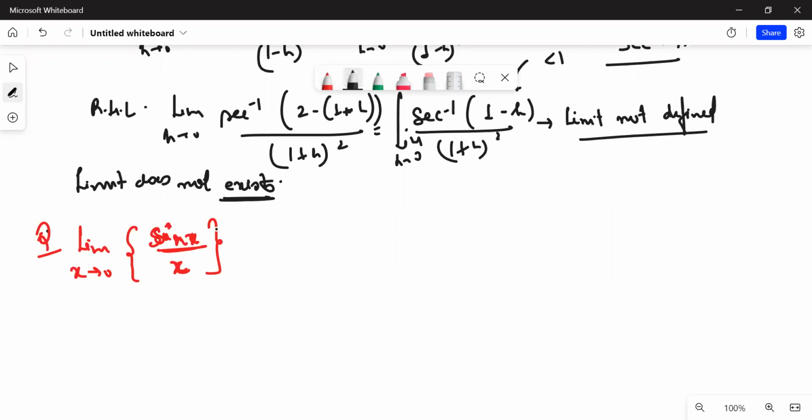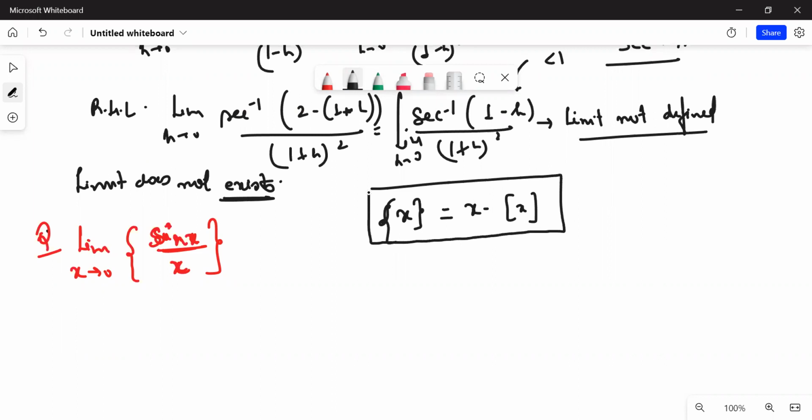Okay, so whenever you have this fractional part of x, if you remember what is fractional part of x, fractional part of x can be defined as x minus greatest integer of x. Is that clear? Okay, so fractional part of x is equivalent to writing x minus. Sir, is the answer 1?